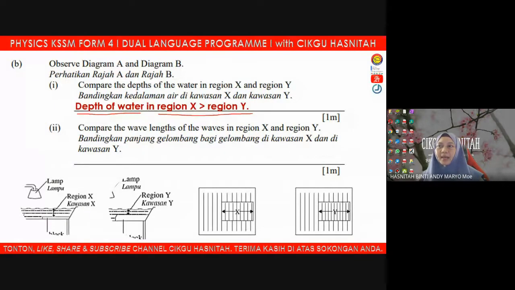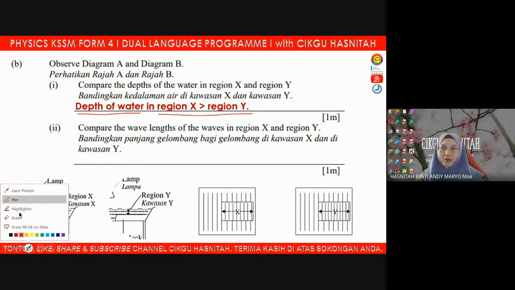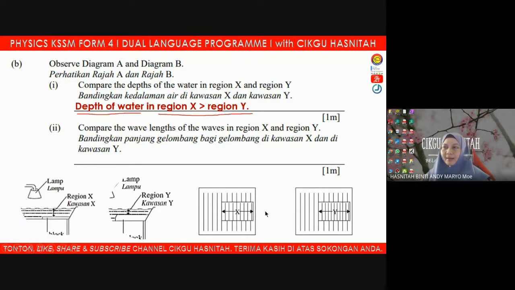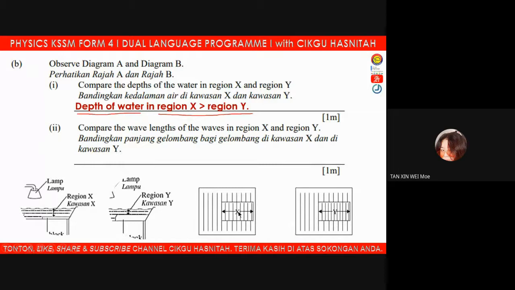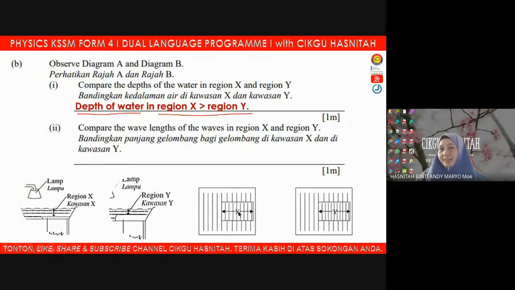Now second, compare the wavelength. Wavelength we can see from the second diagram. Compare the wavelength in region X and region Y. How do you compare the wavelength? Again, which one is longer, which one is shorter? You can see clearly whether region X is longer or shorter compared to Y. Region X is longer or greater. So wavelength in region X is greater than region Y.